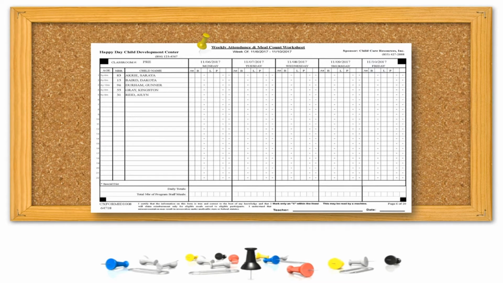Now that we know how to complete the weekly attendance and meal count worksheet, let's complete one together. We have a new child enrolled in our program today. Let's go ahead and write their name in on the next available line. Now let's go ahead and mark all of our children that are in attendance. And let's mark breakfast at the point of service. And let's mark lunch and PM snack. At the end of the week, we want to be sure that whoever completed this form signs and dates it.